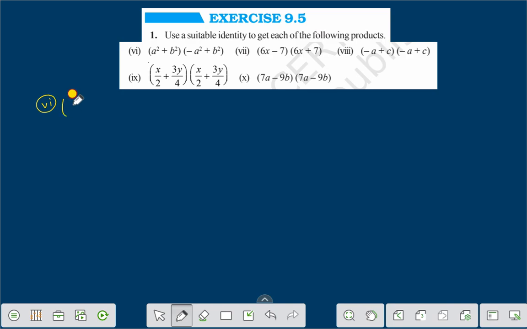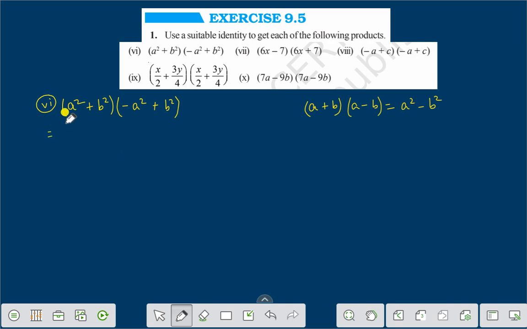a square plus b square into minus a square plus b square. Here we will apply this identity, that is a plus b into a minus b is equal to a square minus b square.